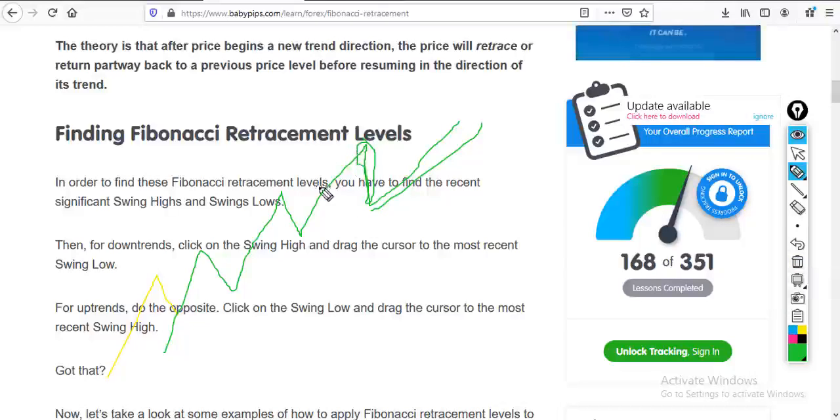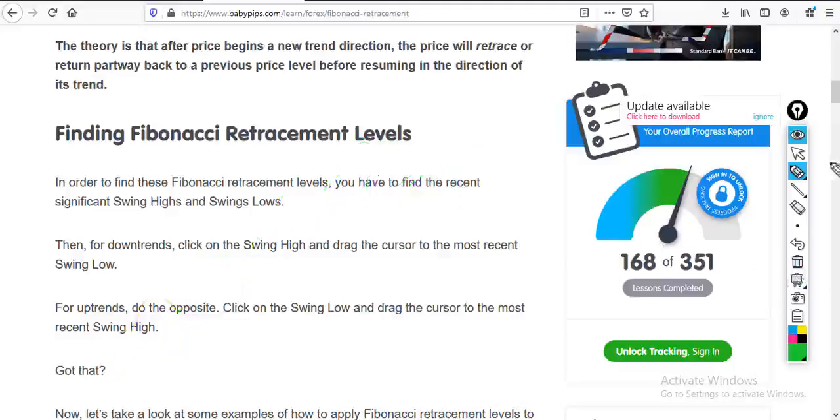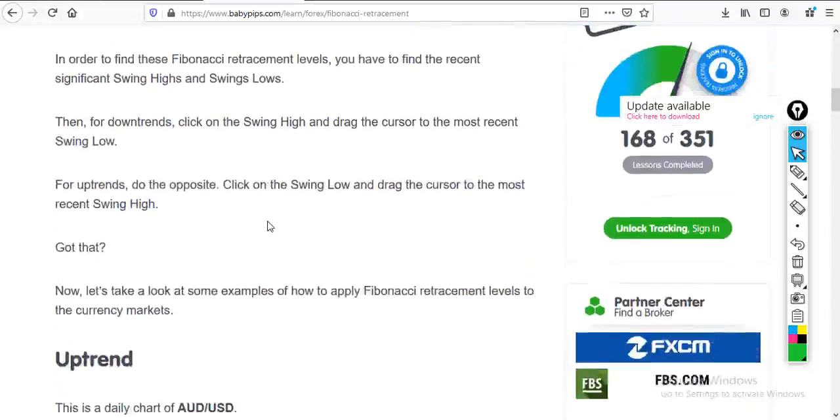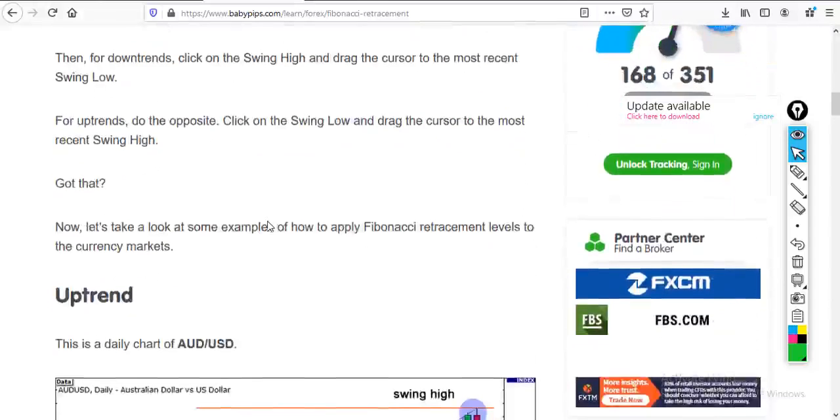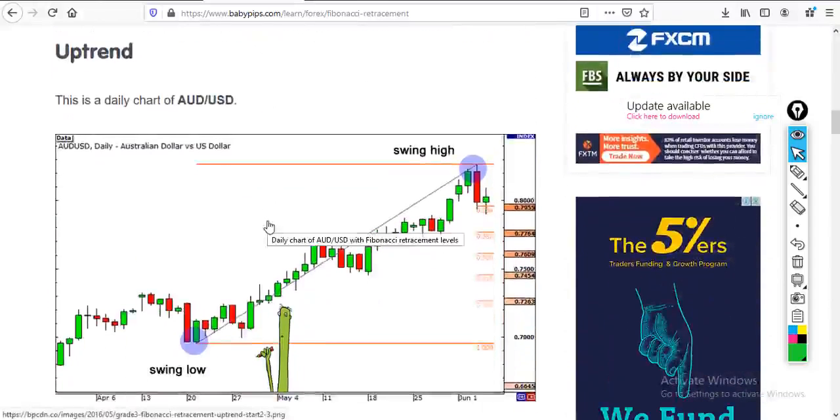Now you can use the Fibonacci retracement to try to predict how far this movement will take. So that's basically what the Fibonacci retracement levels are used for, to determine how far price will fall back, either in a swing high or in a swing low position. Okay, so let's look at this chart.